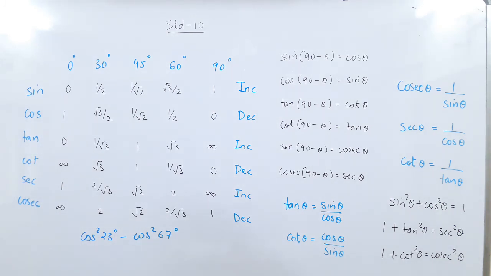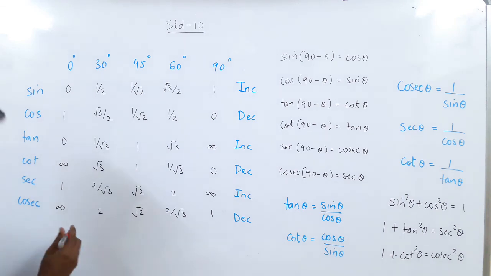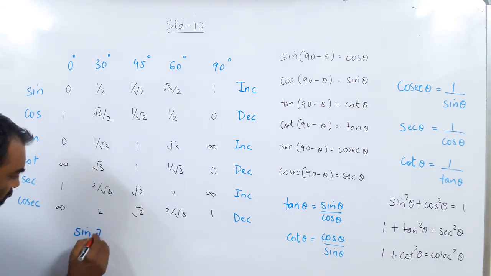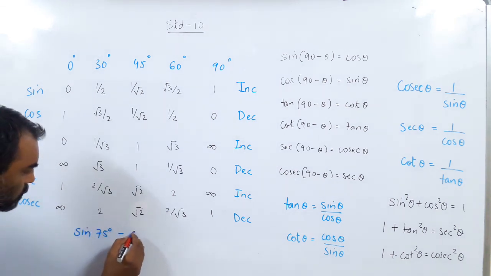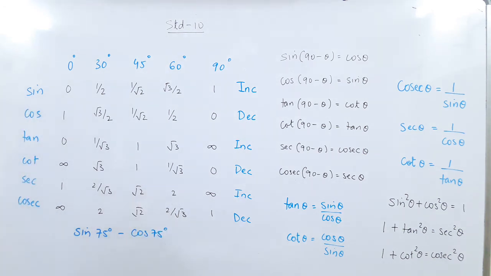Now we go to another one. Let us see. Let me write sin 75 degree minus cos 75 degree. Okay. Now you see what happens here. This is another type of sum. We have to say whether sin 75 degree minus cos 75 degree is negative or positive. So here you have to think in a different manner. What is the different manner to think?